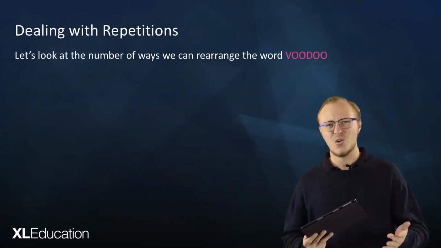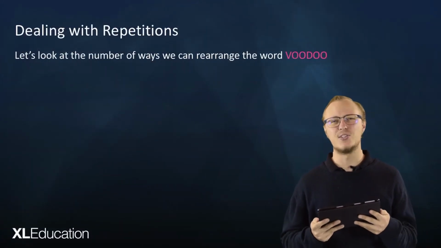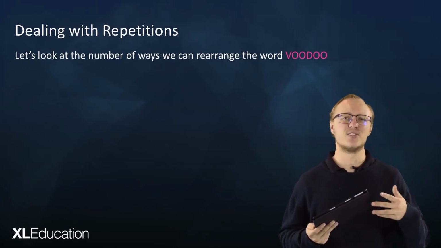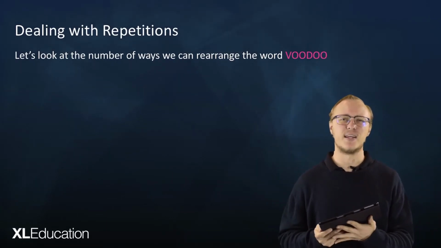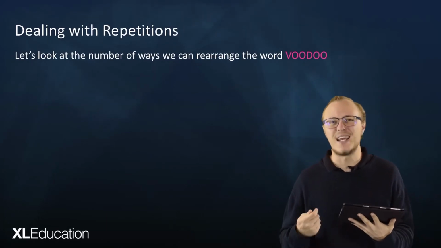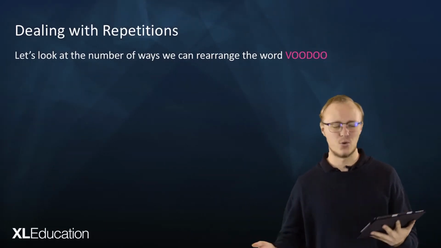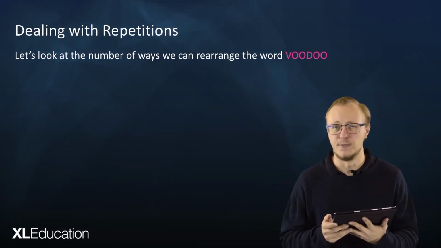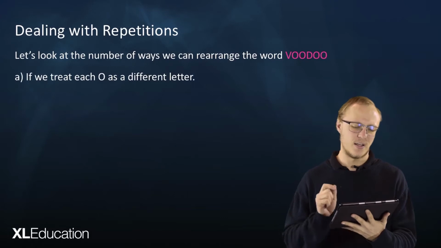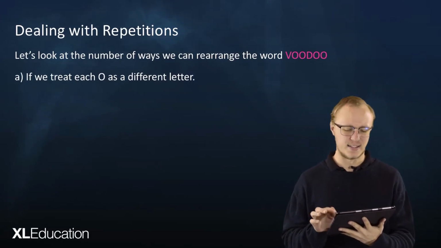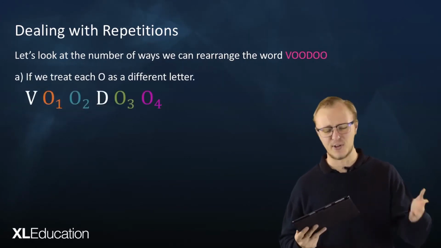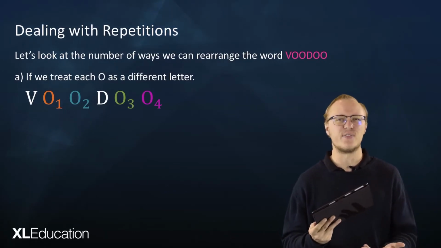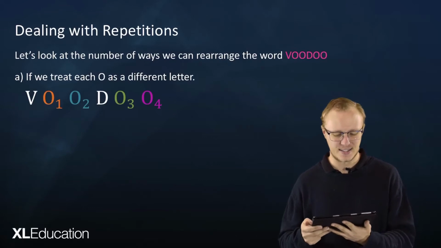Now, moving on from grouping, we're now going to see how we deal with repetitions. That is when, in the set of things that you want to arrange, the same thing appears more than once. So let's look at the number of ways we can arrange the word voodoo, right? So if we treat each O as a different letter, right? So the first O, the second O, third one, fourth one, we treat each of them as being a different letter.